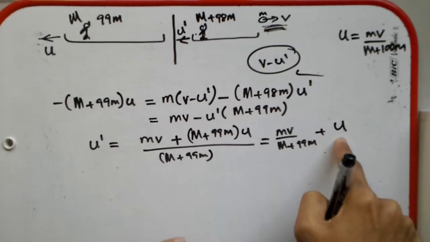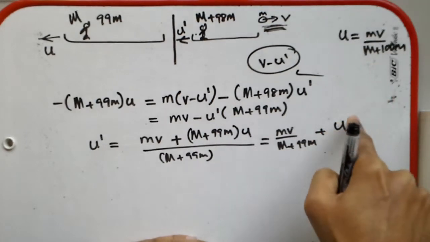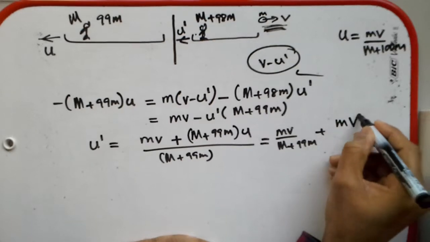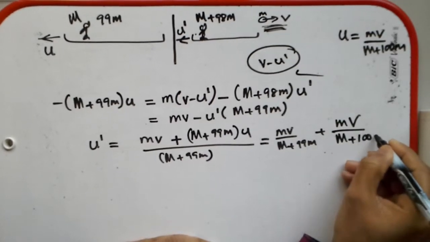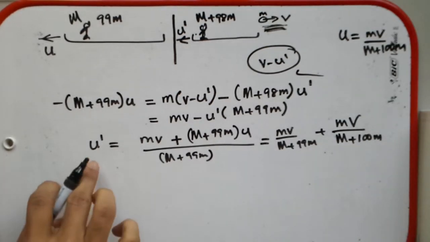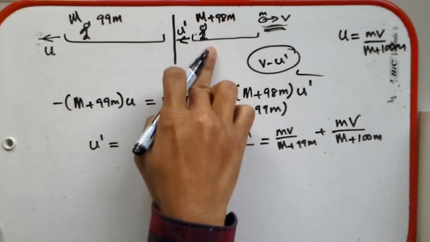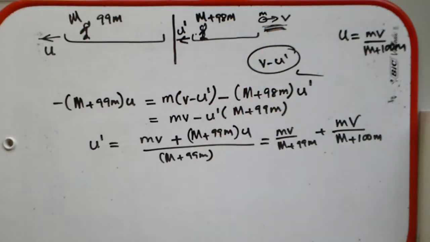Now what is u? U is here, this is our u. So instead of writing u, I will write mv over M plus 100m. So this is the velocity of the cart when he throws the second marble. Now, from here you can see the pattern.